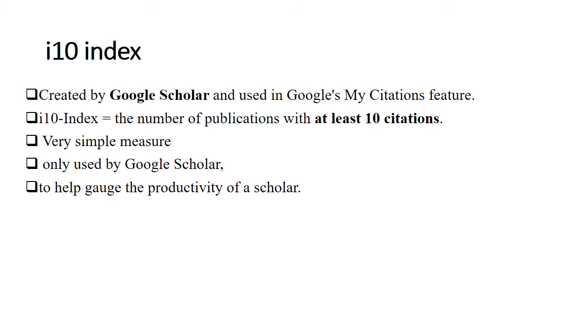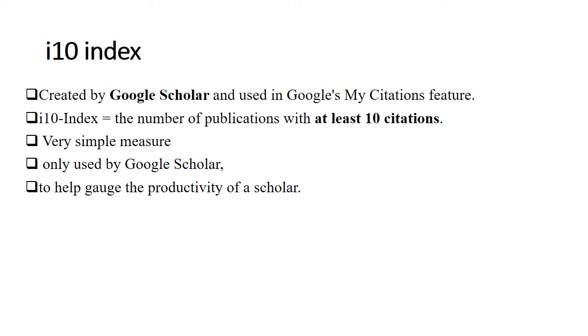Coming to the last measure for author metrics, that is the i10 index. It is a very simple measure created by Google Scholar, and it is used in Google's My Citations feature. So you can move to your Google Scholar account and check the My Citations feature. You can check your i10 index as well. What is it all about? It is the number of publications which have got at least 10 citations.